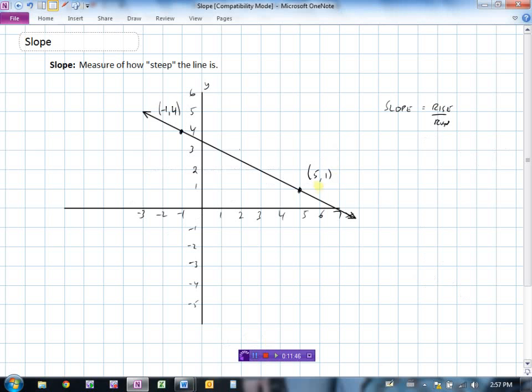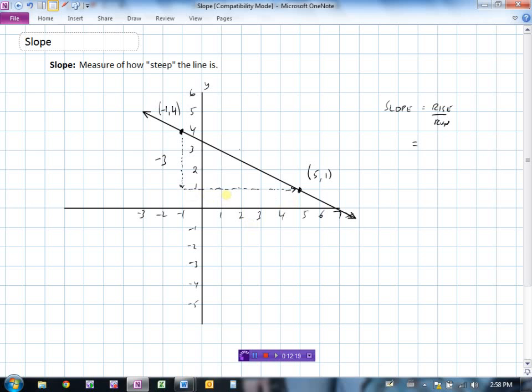So here I have a line. Negative 1, 4 is one point, 5, 1 is another point, and we want to figure out the slope. So from this point to this point, as I move from left to right, this time I have to go down. So if you're going down, that's a drop of 1, 2, 3, so my rise would be negative 3, because I have to go down to get to this point. And since we're always moving from left to right, the run will always be positive.